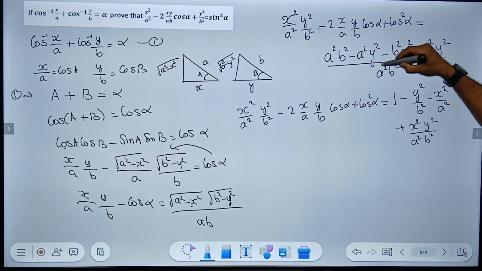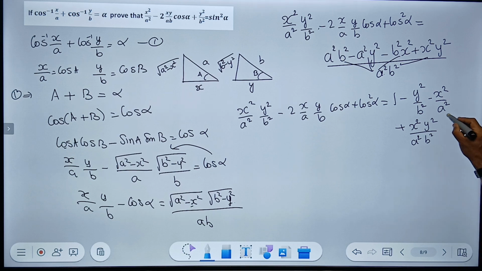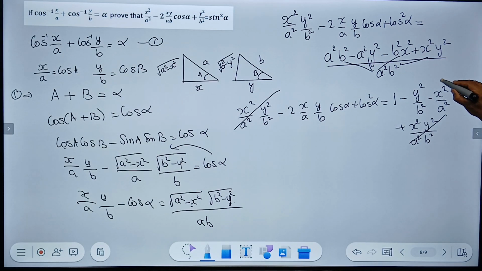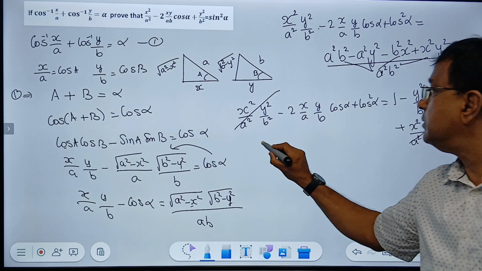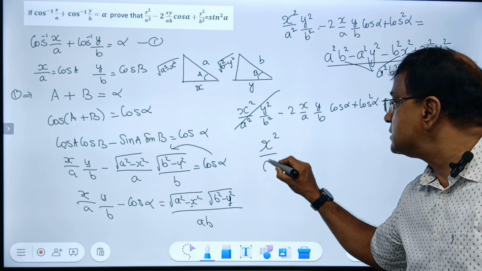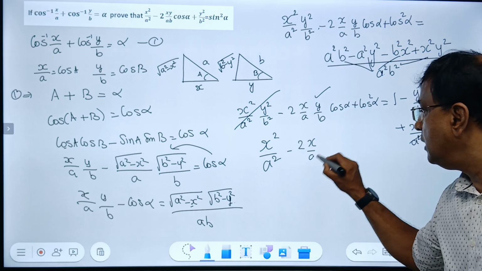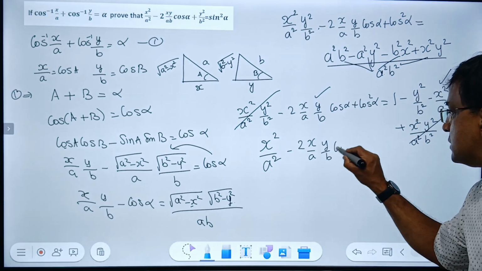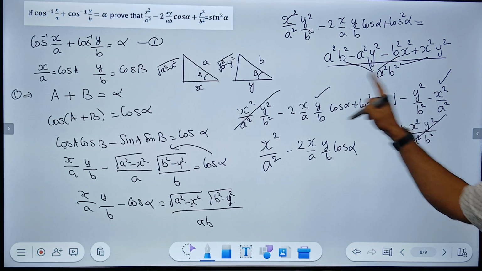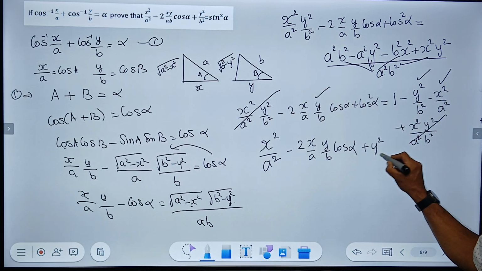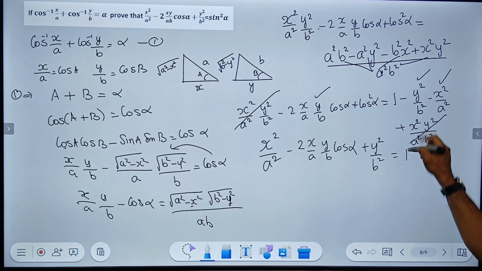You understand what I'm saying? I'm just splitting each term. Okay? Basically dividing. Now you see these two gets cancelled. Correct? Now I will take this term to the other side. What will happen? It will become x square by a square. Then I will write this. Minus 2x by a, y by b, cos alpha. And I take this that side. Plus y square by b square equal to 1. This 1 is there.